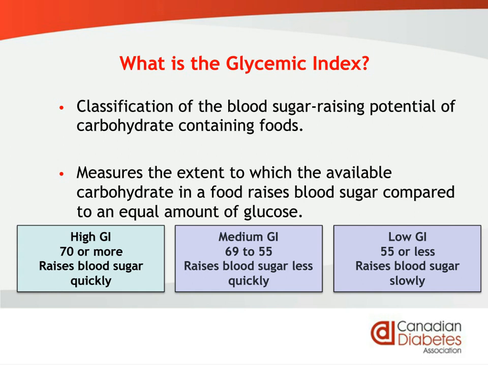So when compared to glucose, foods that have a GI of 70 or more are considered high GI foods, and they raise blood sugar fast and high. And foods that have a GI of 69 to 55 are medium GI foods, and they raise blood sugar levels less quickly than the high GI foods. And finally, the foods that have a GI of 55 or less are considered low GI, and they raise blood sugar slowly and gradually.